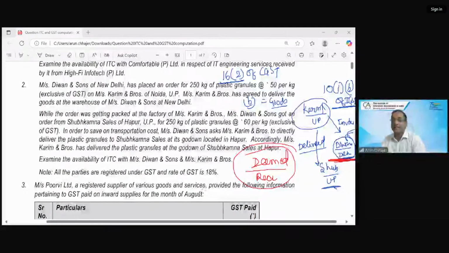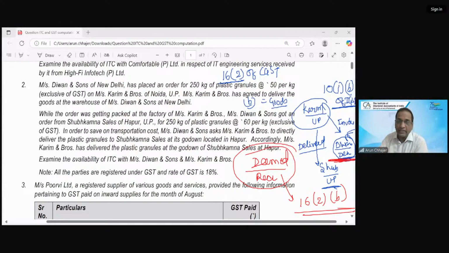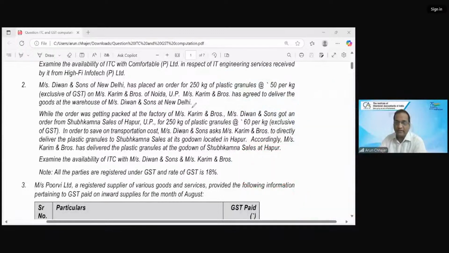The answer is deemed received. It is written in the 16th subsection 2 clause B ka explanation. It is written that yes, it will be deemed that in bill to ship to model, the billing party has received the goods. It will be deemed. So therefore, he would be entitled to take input tax credit. Fair enough.